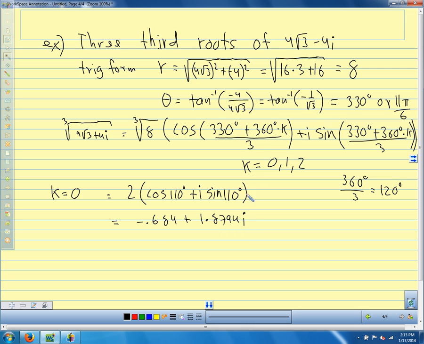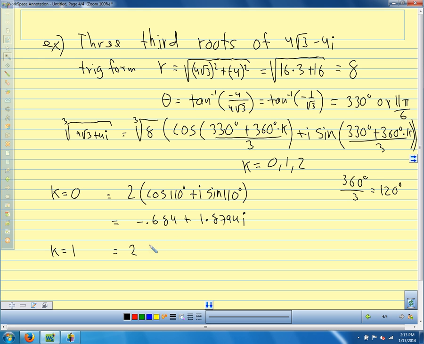So what we could do is figure out where this is on the graph, and then add 120 degrees each time. So yes, you could do it that way. So this is our first third root. For k equals 1, we're going to do 2 times, and we're just adding 120 degrees to our original angle. So our roots are separated by 2 pi over n, or 360 over n, symmetrically around the circle.